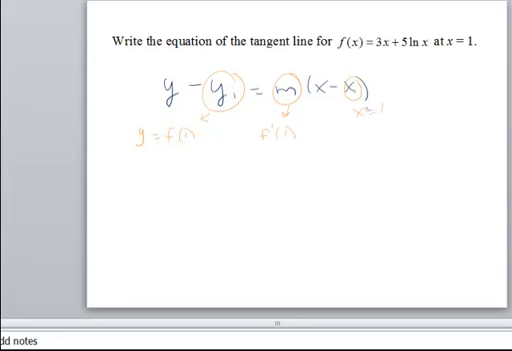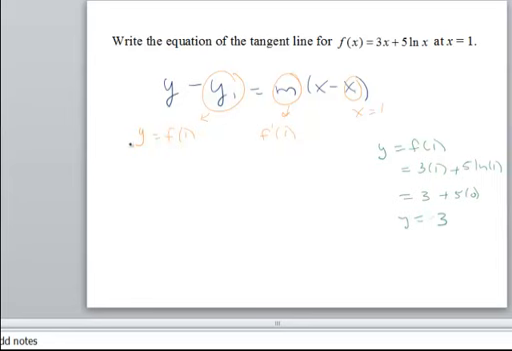Okay, so I know my x value. We just computed the slope. I need to go ahead and find my y value. So let me do this up here over on the side. My y value is equal to f of 1. So I get 3 times 1 plus 5 times the natural log of 1. You can plug this into the calculator, or maybe you remember that the natural log of 1 is 0. So we get 3 plus 5 times 0, or my y value is equal to 3.